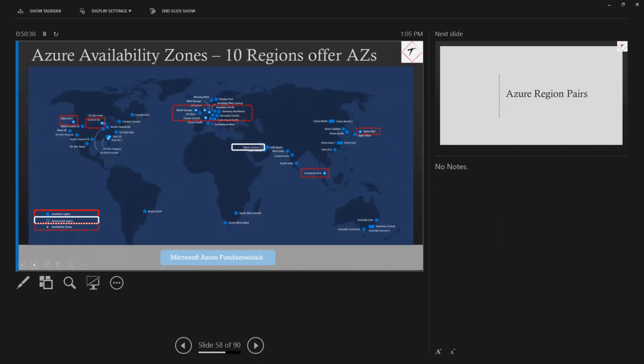So if we look at the different availability zones available, we have in West US, Central US, and in Europe, Southeast Asia, and in Japan.